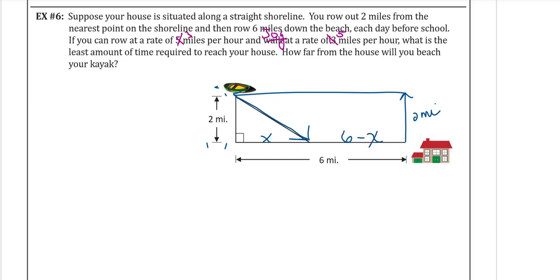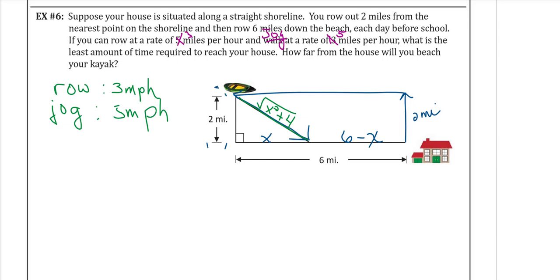So now we can use the Pythagorean theorem to find the length that we're rowing back. So that length is going to be the square root of x squared plus 2 squared. Okay, so want to remember over here our rates, our rowing rate is 3 miles per hour, and our jogging rate is 5 miles per hour.